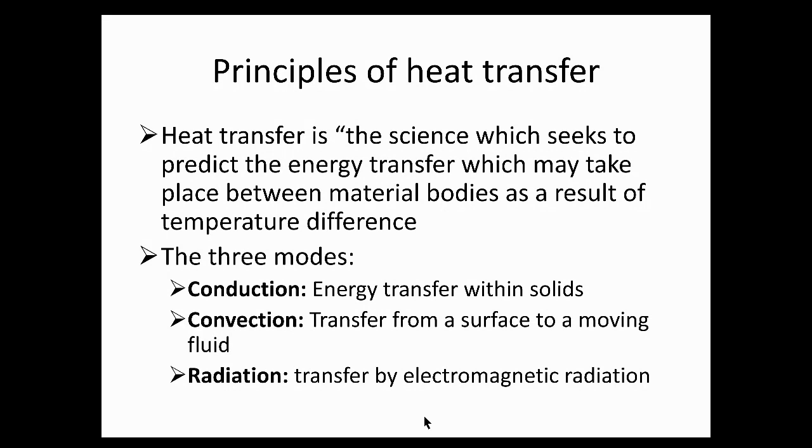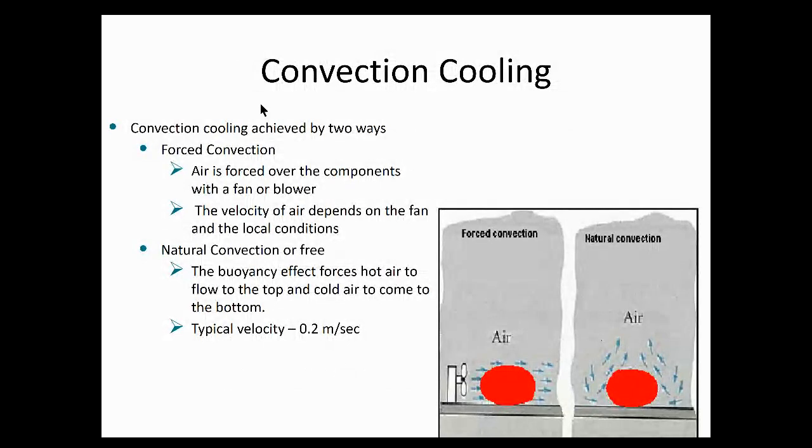So we look at convection cooling, right? We can have forced convection and natural convection, and I'm demonstrating the two here in these pictures on the right hand side of your screen. So the first one, the forced convection, right? This one here. We have our hot body, right? This red circle that I have here, I'm using it to represent a hot body that we wish to cool, right?